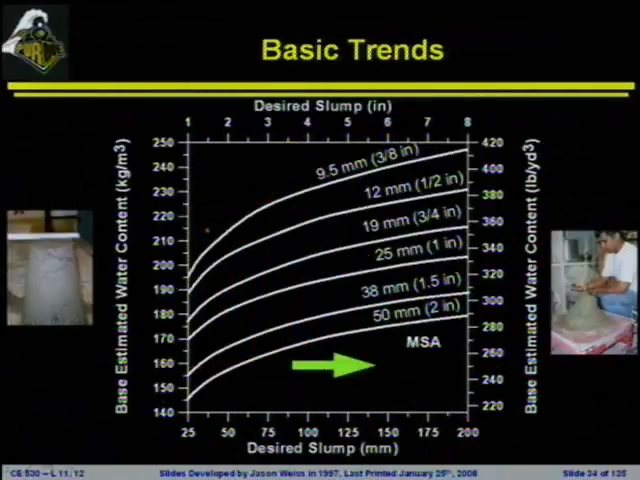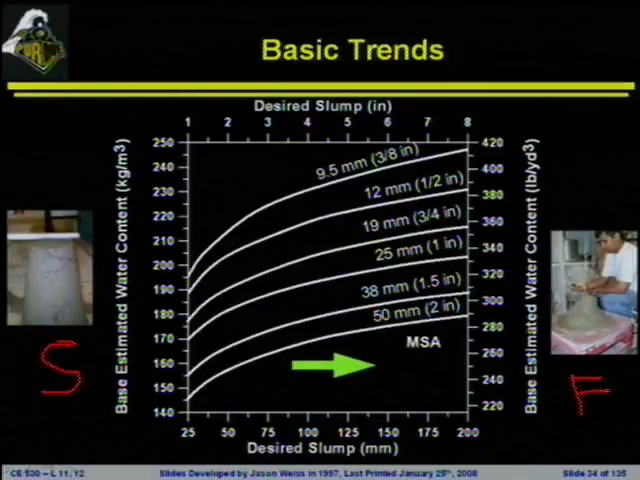The next basic trend that we can start to trace out is looking at the x-axis. We know that if we want concrete that goes from a stiff concrete to a concrete that flows like the river, we are going to move from the left to the right-hand side of this graph. As we move from the left-hand side of this graph to the right-hand side, we will see the slump will be increasing. To increase the slump, we will add water.